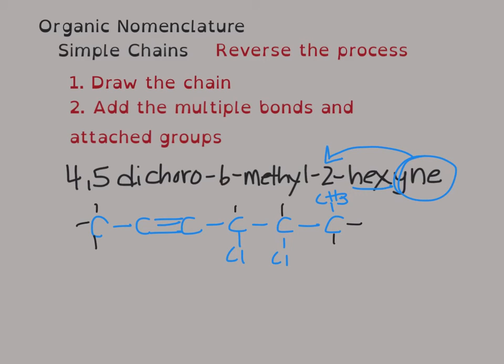So if we were to write the condensed version of this structure, we have CH3, we have C triple bond C, we have CH with a Cl branched, then we have that again, CH with a Cl branched, and then we have a CH2 with a CH3 branched.